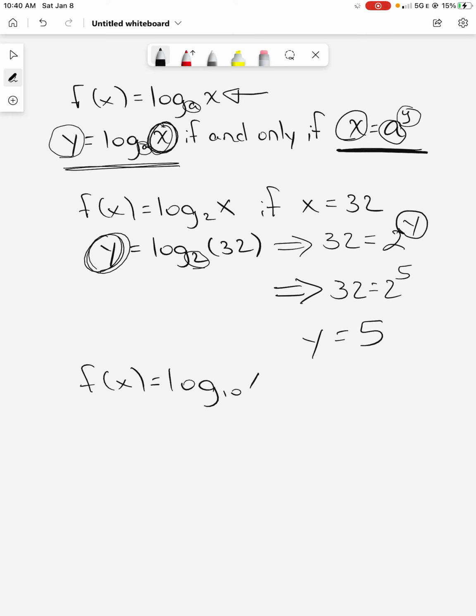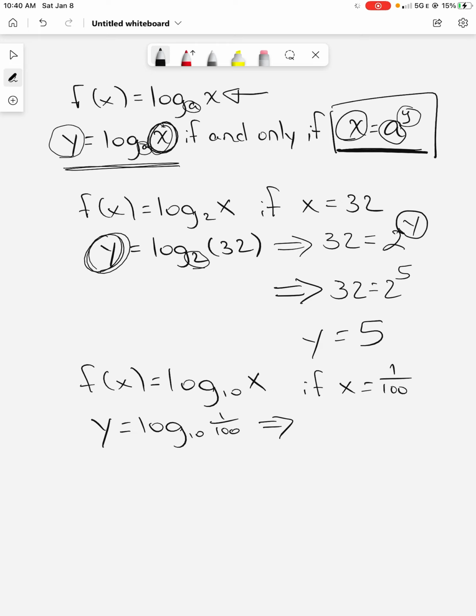So we want to evaluate log base 10 of x when x equals 1 over 100. Again, we replace f of x with y, so we have an equation that we can rewrite. We have log base 10, and our x is 1 over 100. So that means, if we go back to our definition, that 1 over 100 equals the base, 10, to the y.